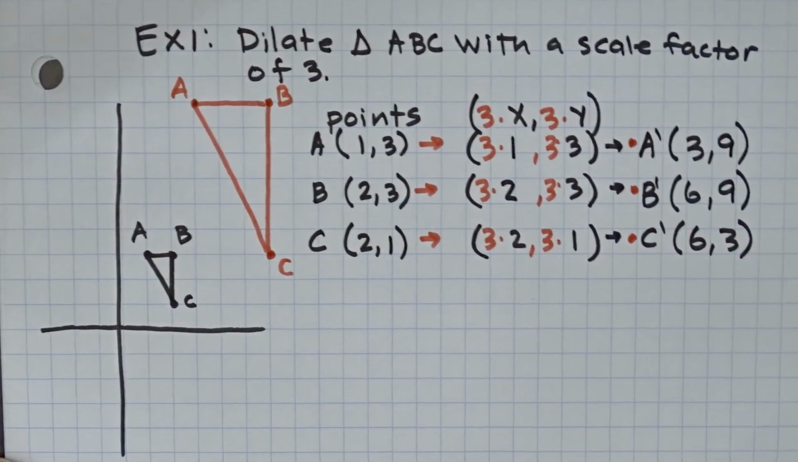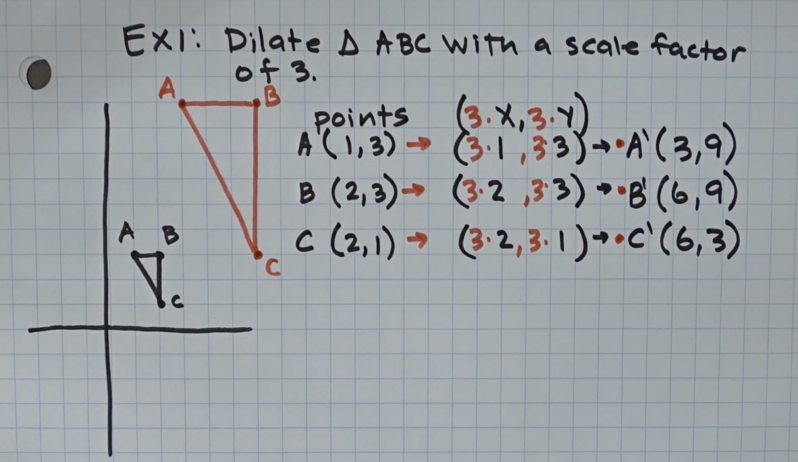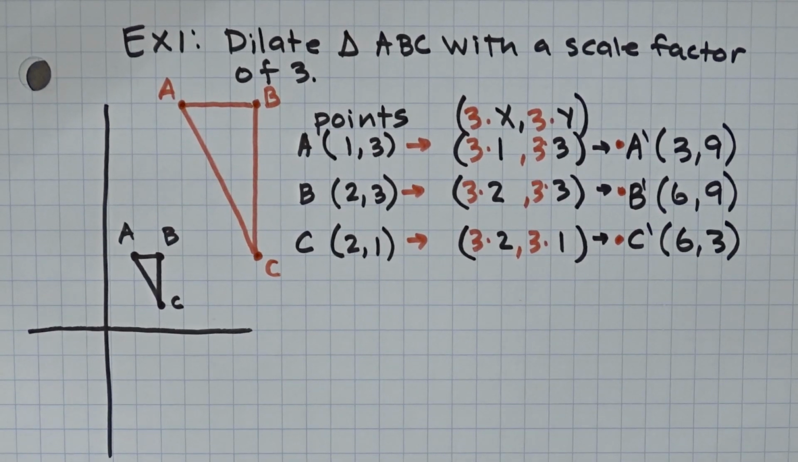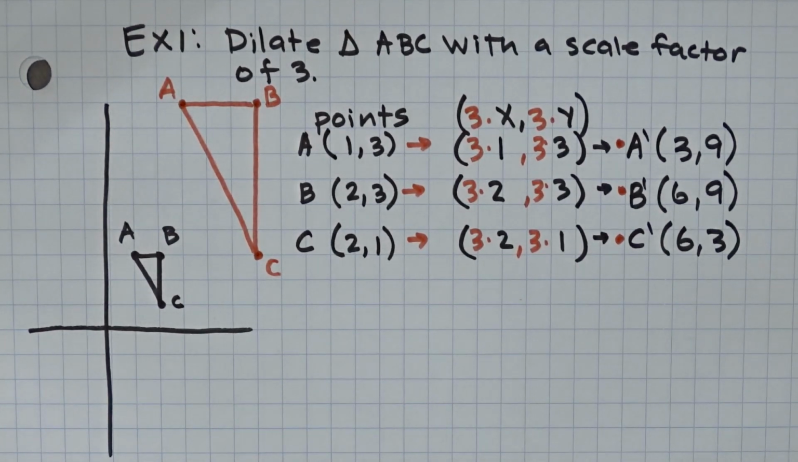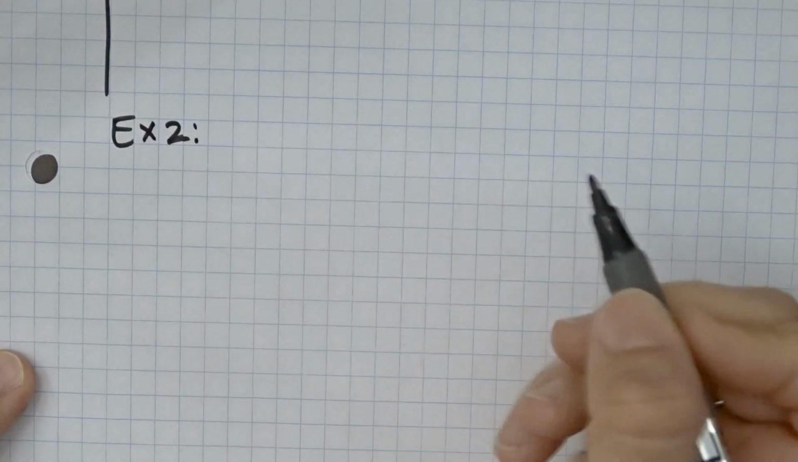So, dilating by a scale factor of 3 actually magnified my triangle 3 times larger. And that's what you get when you dilate with a factor of 3. Let's look at the next example. We're going to do something a little different. Our scale factor will be a little different this time.